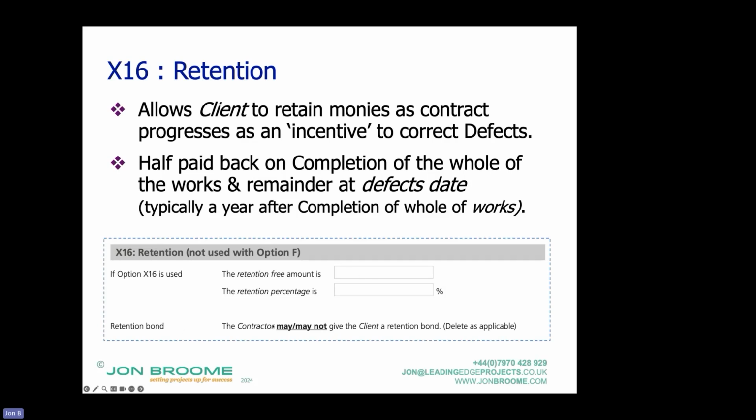And just to point out, the contractor may give a retention bond. That is specified there.